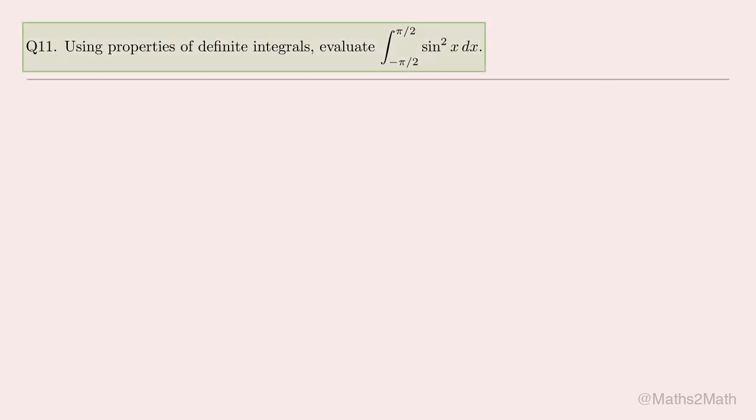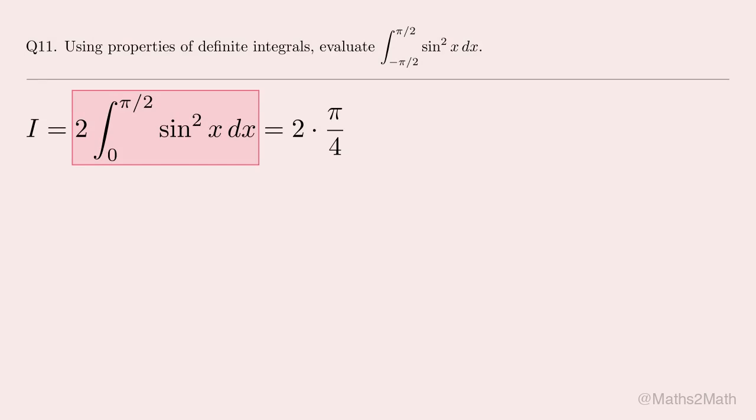Question 11. An even integrand on a symmetric interval. Double the right half. Sine squared is even, so the integral doubles over 0 to pi over 2. Pi over 2.